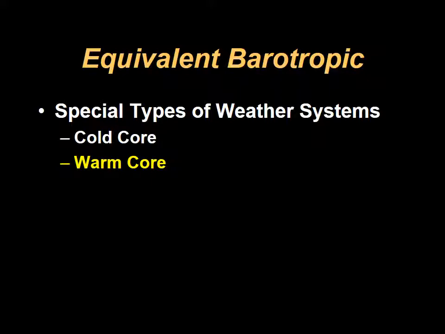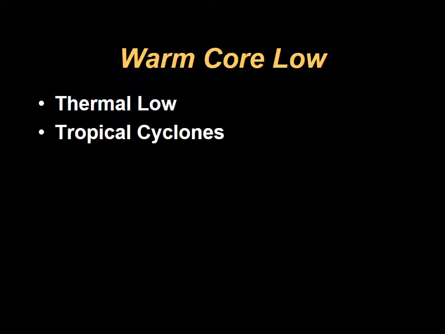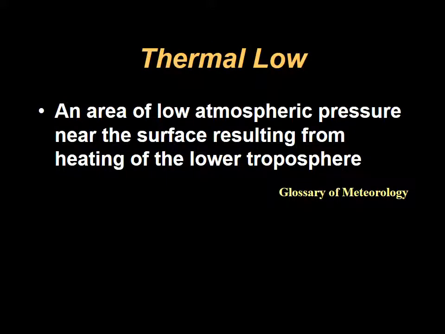There are a couple of examples of warm core systems. The first one we're going to look at is warm core lows, or low pressure systems, and these happen quite frequently in the atmosphere. One place you'll find warm core lows is with thermal lows. Thermal lows are an area of relatively lower atmospheric pressure near the surface of the Earth that result from the heating of the surface, and then the air in contact with the Earth becomes lower pressure and lower density.